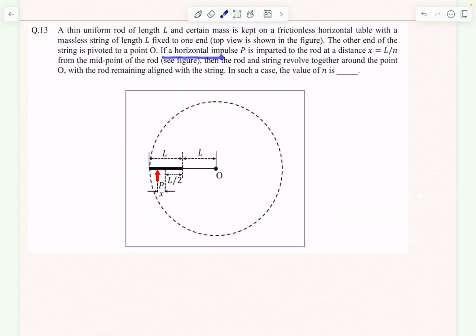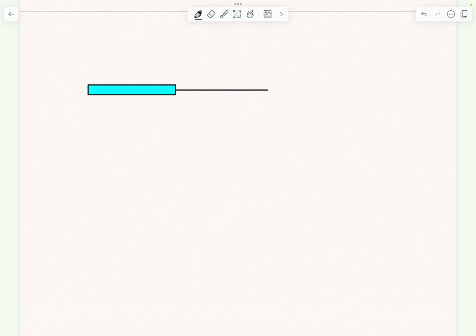If a horizontal impulse P is imparted to the rod at a distance of x from the midpoint of the rod, so this is the midpoint of the rod, and the line of action of the impulse is at a distance of x, then the rod and the string revolve together around the point O, with the rod remaining aligned with the string. Okay guys, so this is a situation given to us.